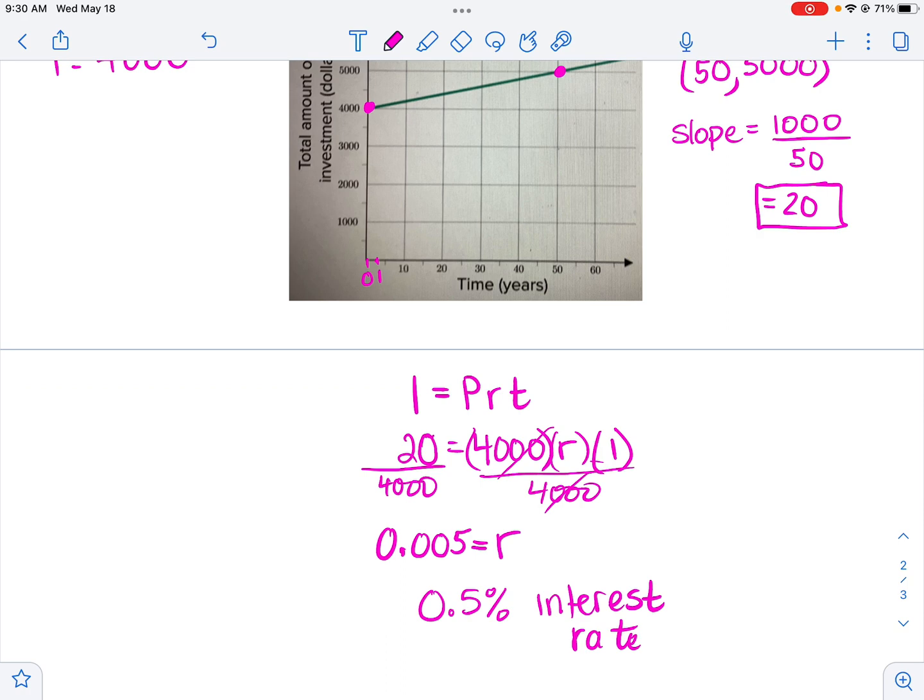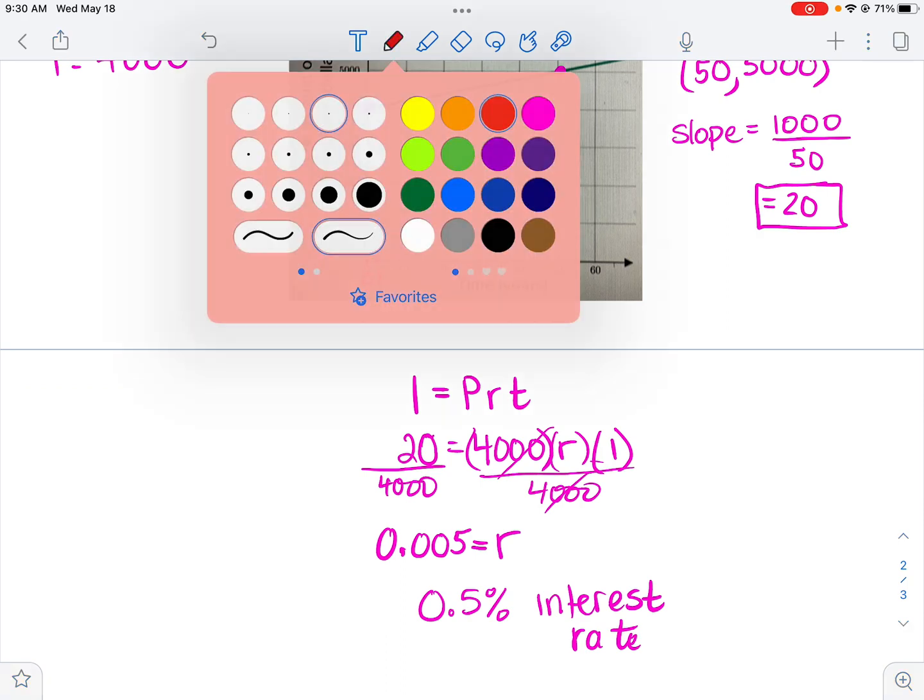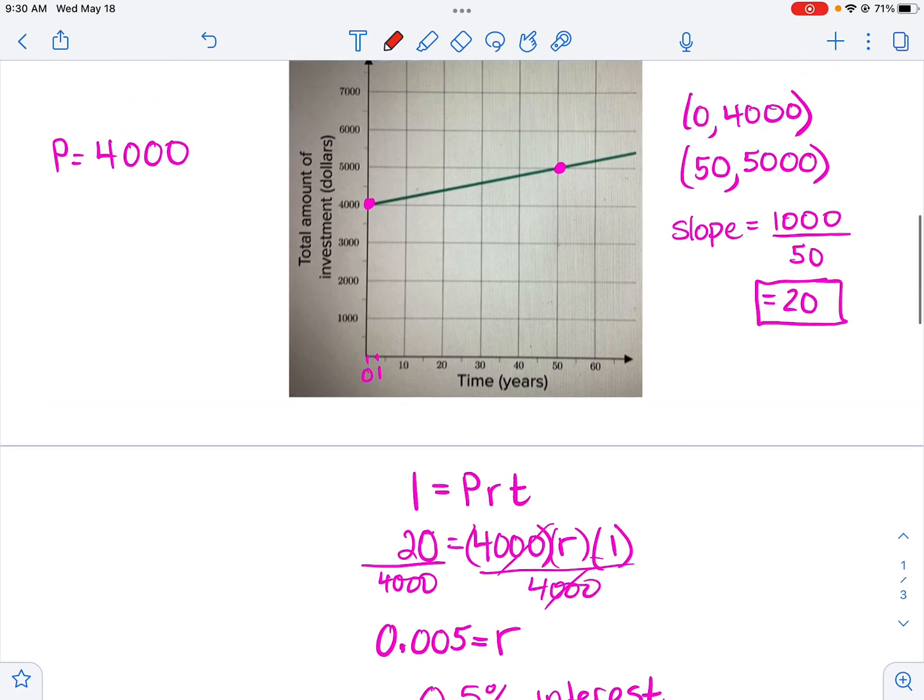Okay, so there was a couple ways you could have done that. I think I did it a weird way. So just pointing this out, you don't have to get the slope to do this question. This is what I was thinking when I was doing it. The slope's cool because we can see you're earning $20 in interest every year.